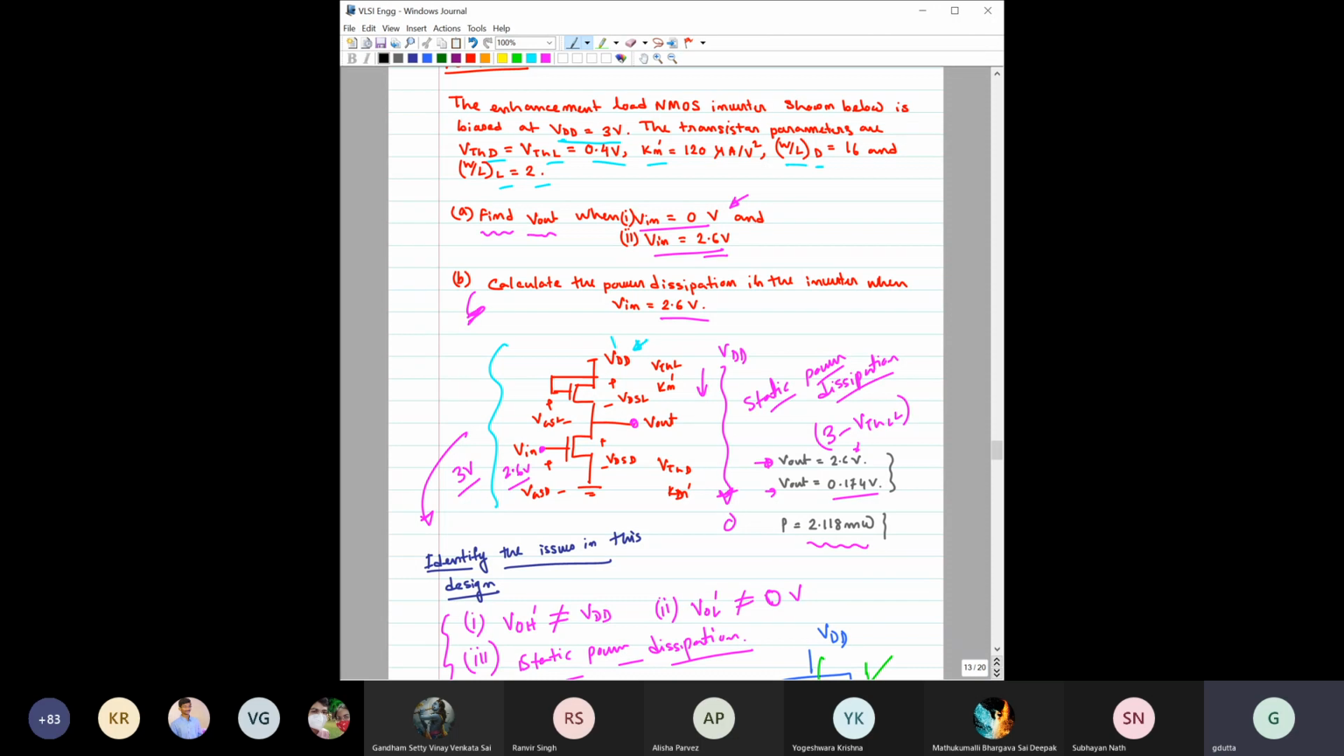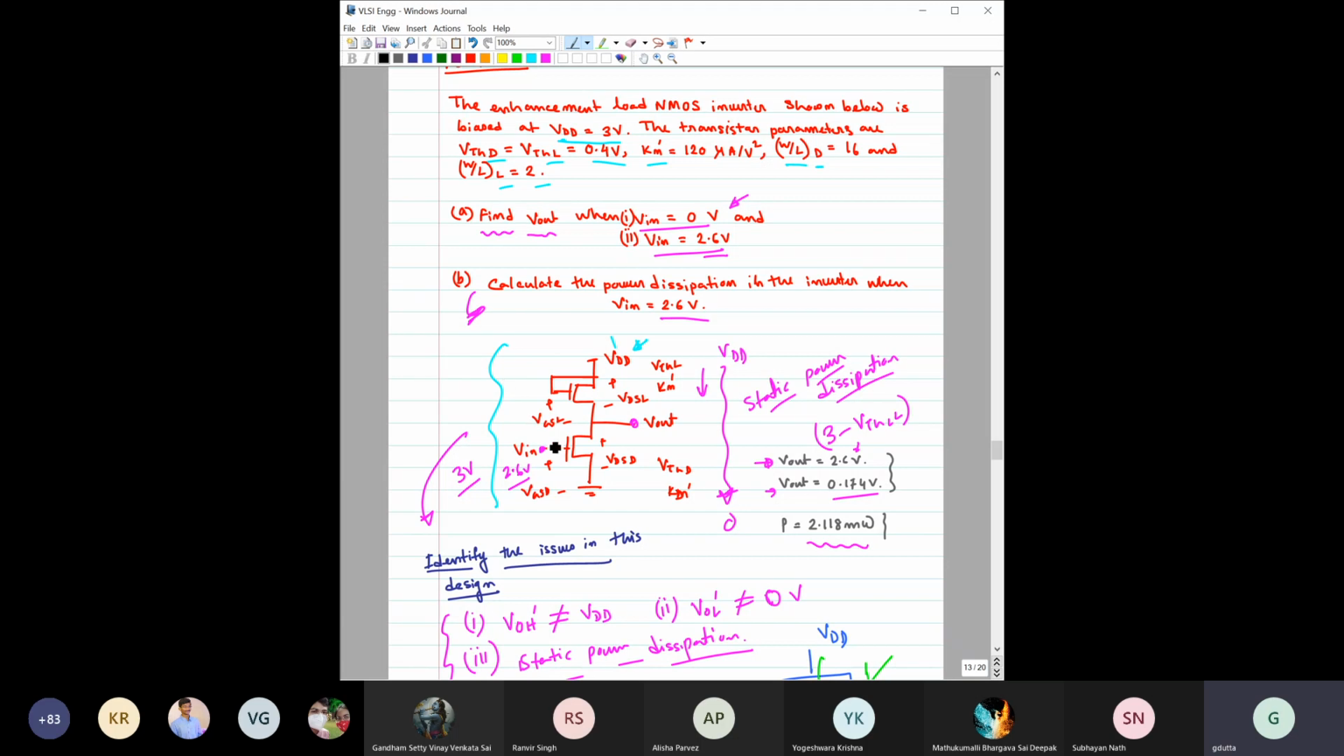What do you mean by static power dissipation? Static power dissipation is when these inverters are in a static state. What do you mean by static state? Suppose you have given logic 0 at the input and keep it. You are not changing the input from 0 to 1 or from 1 to 0. Either you have given it at 0 or you have kept it at 1. Then if there is any power dissipation, that is called static power dissipation. If there is no such power dissipation, then it is called no static power dissipation.